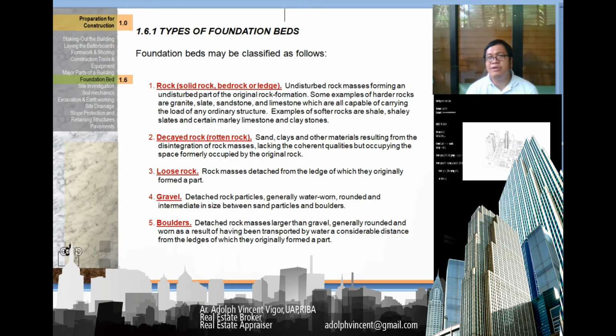Then you have what you call the boulders, which are detached rock masses larger than gravel, generally rounded and worn as a result of having been transported by water a considerable distance from the ledges of which they originally formed a part.